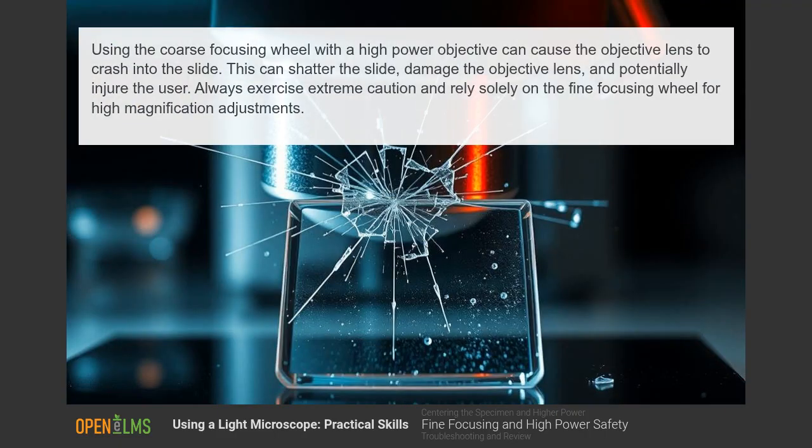Using the coarse focusing wheel with a high power objective can cause the objective lens to crash into the slide. This can shatter the slide, damage the objective lens, and potentially injure the user. Always exercise extreme caution and rely solely on the fine focusing wheel for high magnification adjustments.